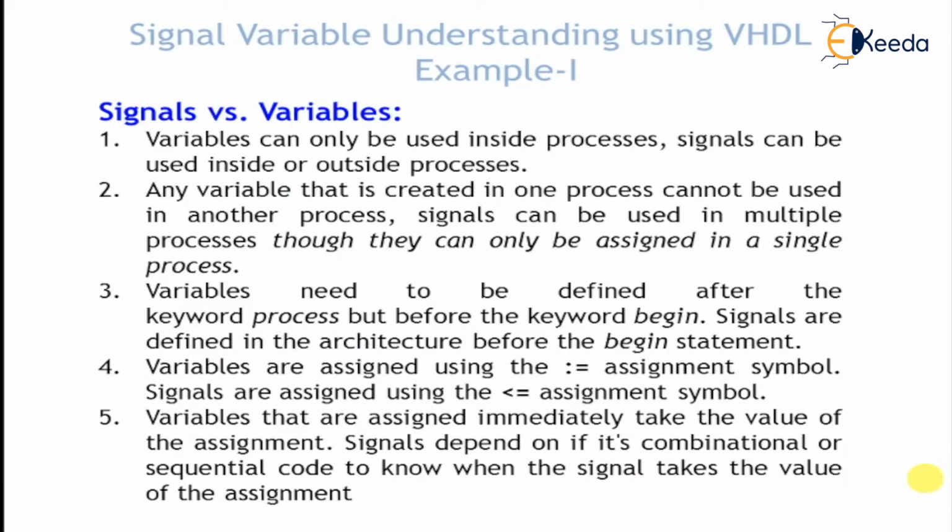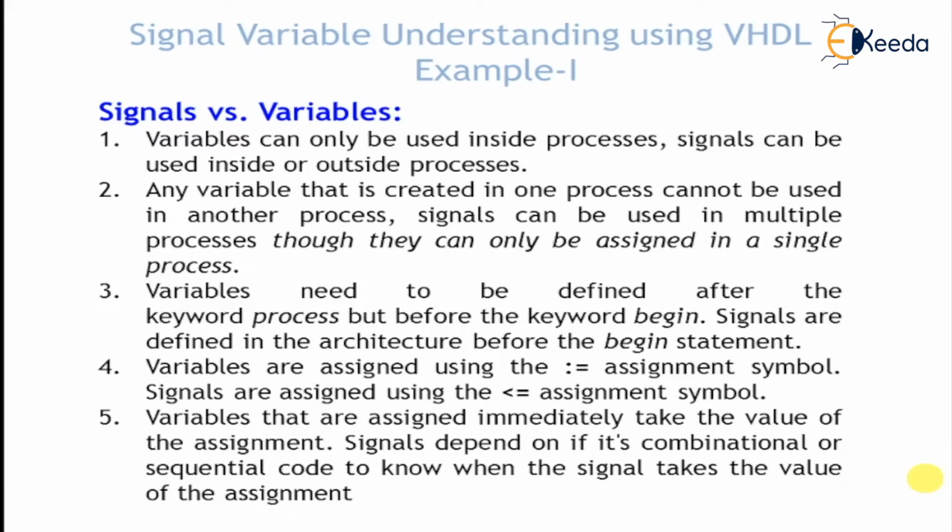Okay, so we'll just go through a small theory between the signal and variable. Variables can only be used inside the processes. Signals can be used inside or outside the process. We have studied that a process is a concurrent statement, but inside the process, statements are executed sequentially. So a variable can only be inside the process. Any variable that is created in one process cannot be used in another process.